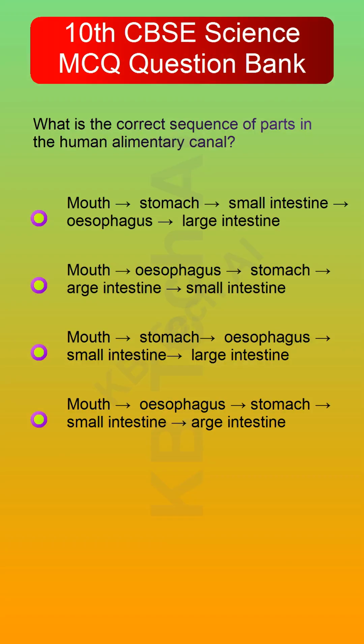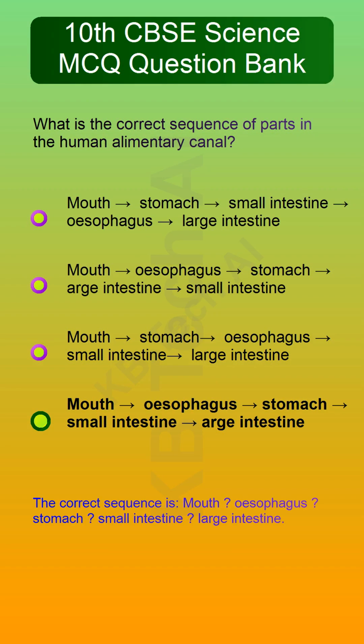What is the correct sequence of parts in the human alimentary canal? Option 1, mouth to stomach to small intestine to esophagus to large intestine. Option 2, mouth to esophagus to stomach to large intestine to small intestine. Option 3, mouth to stomach to esophagus to small intestine to large intestine. Option 4, mouth to esophagus to stomach to small intestine to large intestine. The answer is, option 4, mouth to esophagus to stomach to small intestine to large intestine.